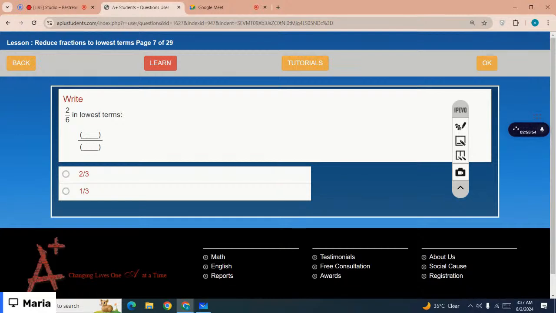Okay, the next one is write 2 by 6 in lowest terms. So, which is the correct option? 2 by 6 in the lowest term is 1 over 3. Option number 2 is the correct option. Very good.